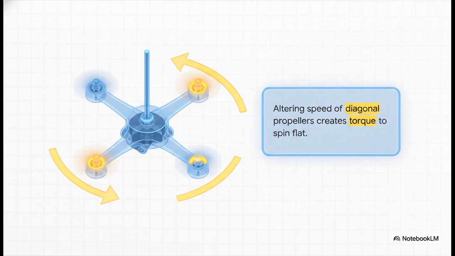And finally, we have yaw. Honestly, this is probably the trickiest concept of the three. This is when the drone spins flat on its vertical axis, kind of like if you were to turn your head left or right without tilting it. It actually utilizes the rotational force, the torque, of the motors themselves. Two diagonal motors spin clockwise, and the other two spin counterclockwise. Normally, they cancel each other out to keep the drone pointing straight. But if you alter the speed of just one diagonal pair, you create a torque imbalance. It twists the entire rigid body of the drone left or right, spinning it like a bottle cap, all while staying perfectly level in the sky.